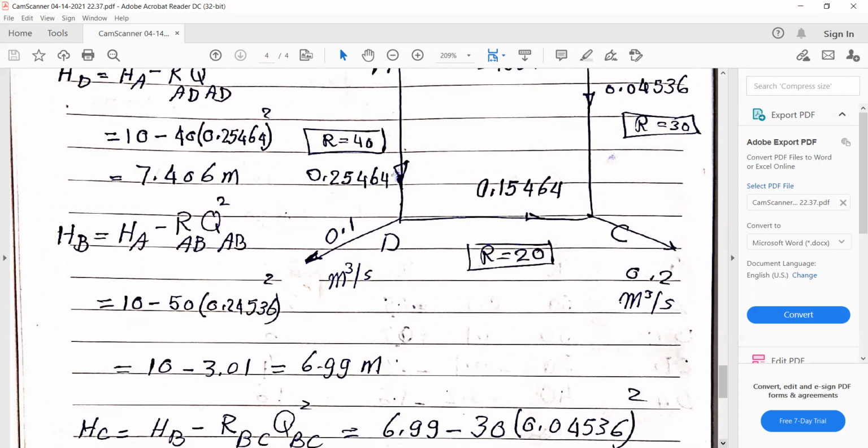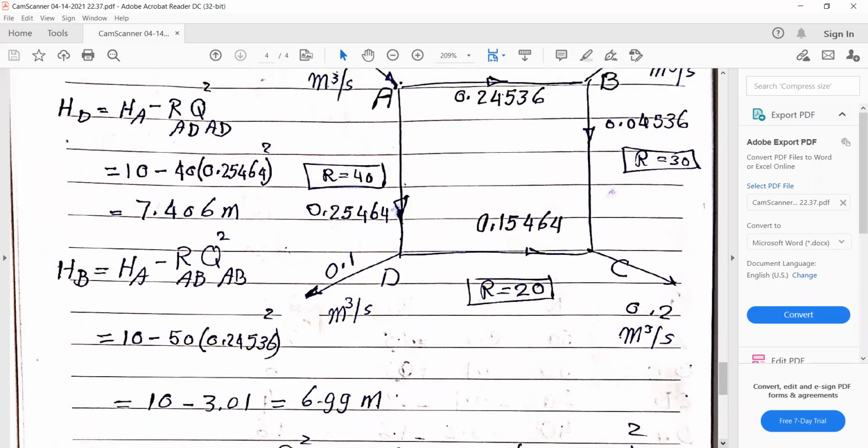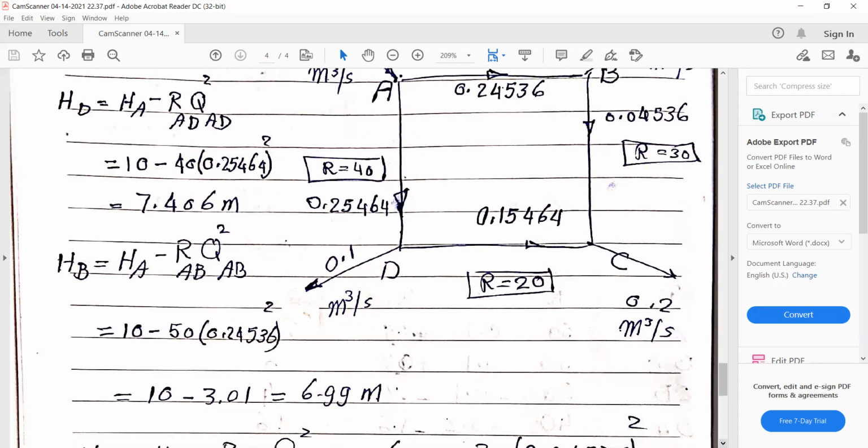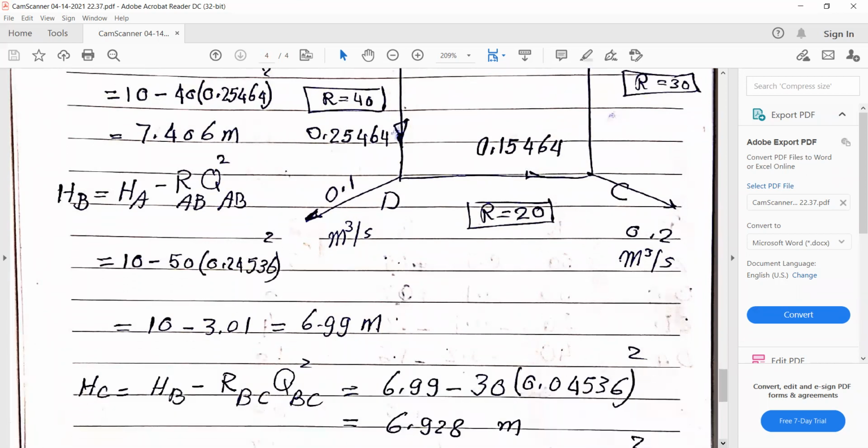Okay, how about HC? HC should be less than HB. Why? Because the flow is coming from B to C. The flow is always from a high energy level point to a lower energy level point. Okay, so HC equals HB minus R from B to C multiplied by Q squared from B to C. And then you get the head at C. It came to be 6.928.